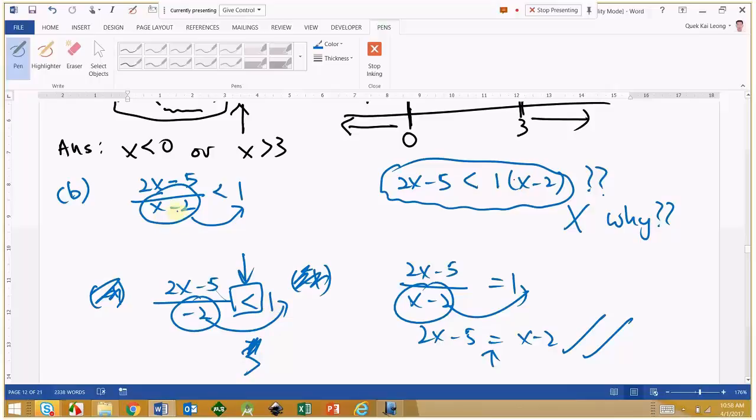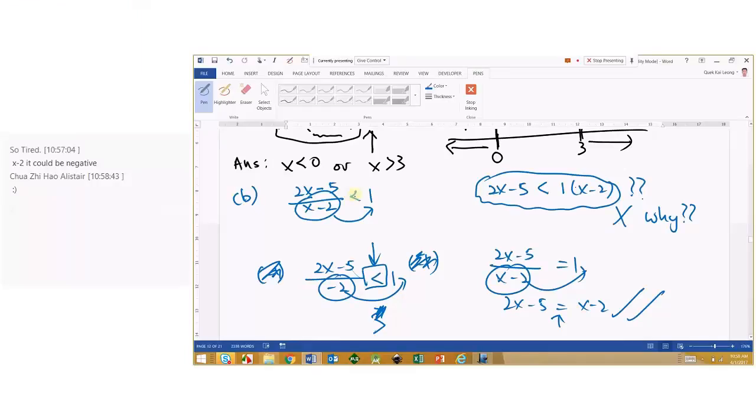So is x minus 2 a positive value or a negative value? We don't know. In fact, we want to find out the value of x such that this whole expression can give us less than 1. So if you ask me whether x minus 2 is positive or negative, at this stage I don't know. Since I don't know whether it's positive or negative, I cannot just bring it over to the other side, because if x minus 2 is negative and I bring it over, this inequality sign will change. Okay, so far so good. Is this explanation acceptable to you?